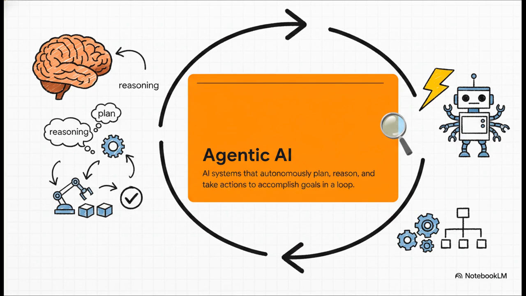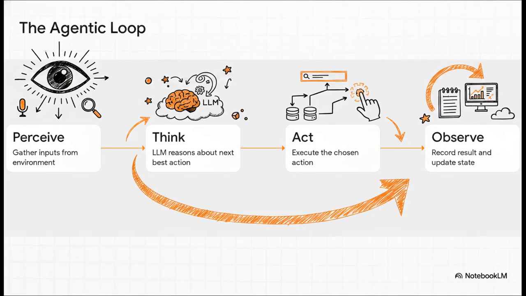Agentic AI refers to systems powered by large language models that can autonomously plan, reason, and take actions to hit broader goals. We are shifting from a reactive system to a proactive agent. It doesn't just talk, it acts. And it does this through what's called the Agentic Loop. It's a continuous, step-by-step cycle.